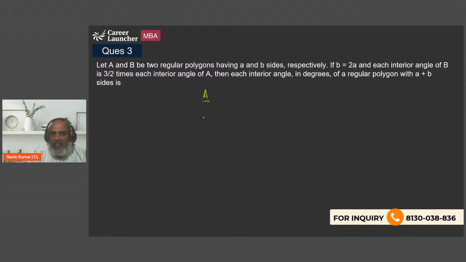So if you look at A, each interior angle is going to be given as 180 degrees minus 360 degrees divided by A. If you look at B, it's going to be 180 degrees minus 360 degrees divided by B. But we are told that each interior angle of B is 3 by 2 times of this. We are also told that B is equal to 2A. So basically what we can do is, instead of B, we can put in 2A. Let's simplify this. We will get the value of A here.